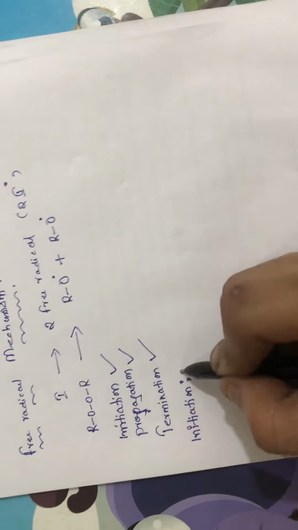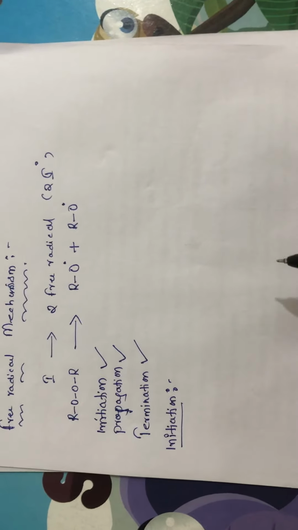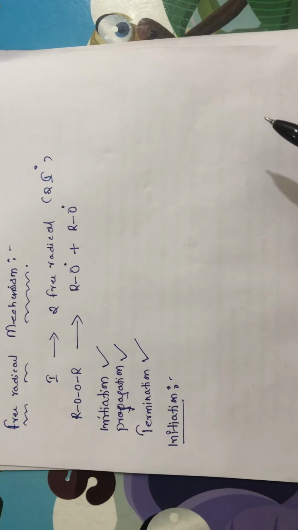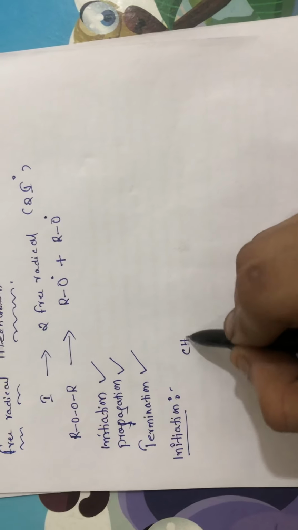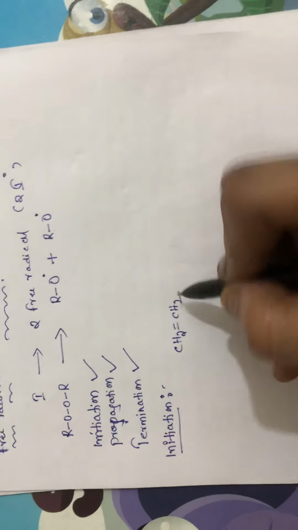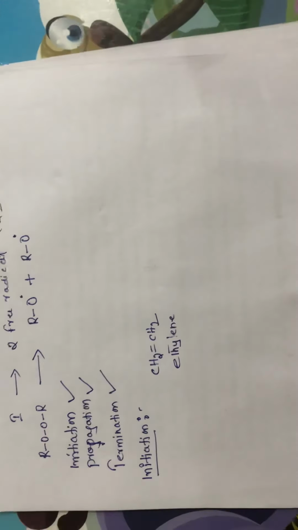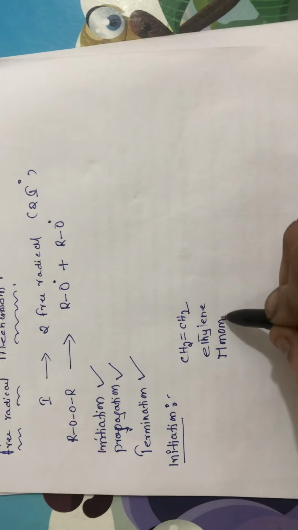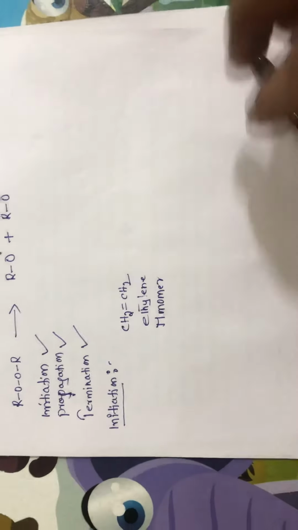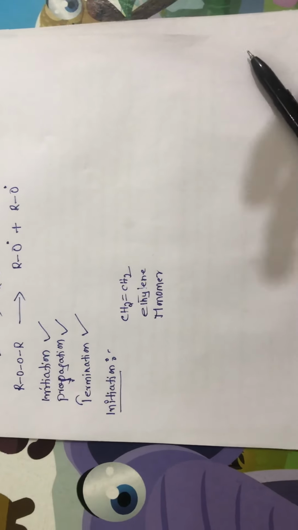In the initiation step, take the monomeric unit. What are you going to prepare with that? Okay, I would like to take a monomeric unit called CH2 double bond CH2. This is ethylene. This is ethylene. This one is a monomer. This kind of ethylene monomeric units, a number of monomeric units, are taken in a container.